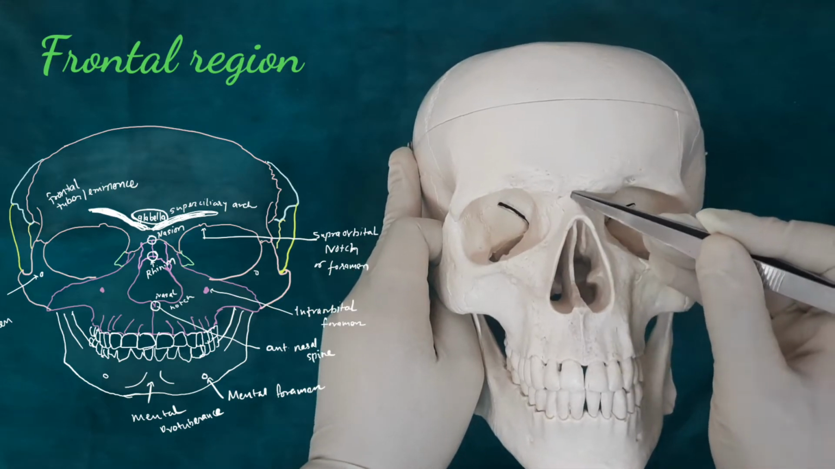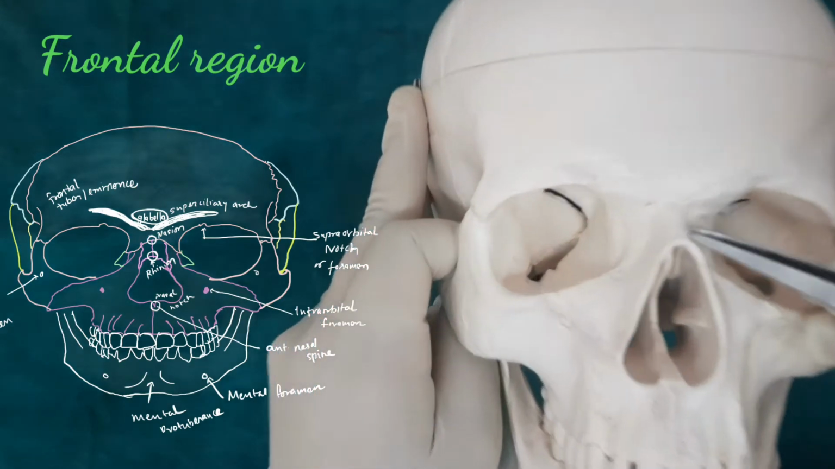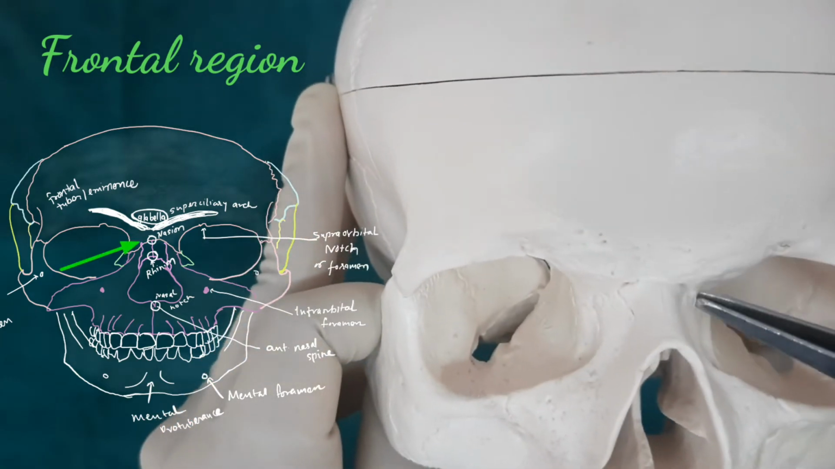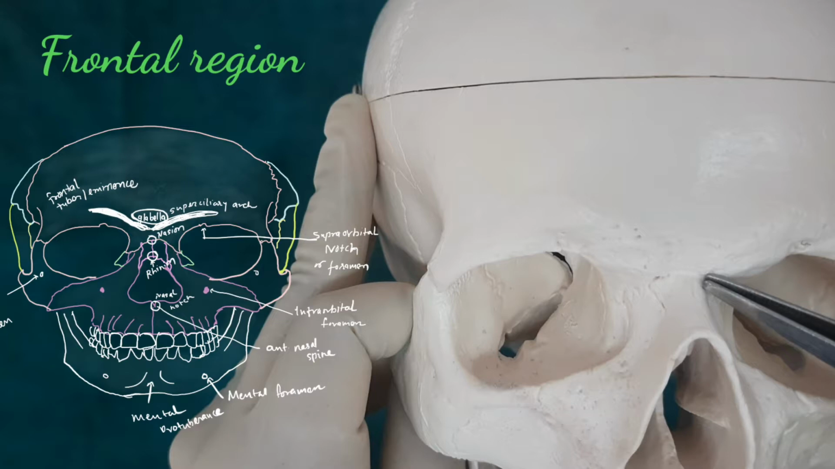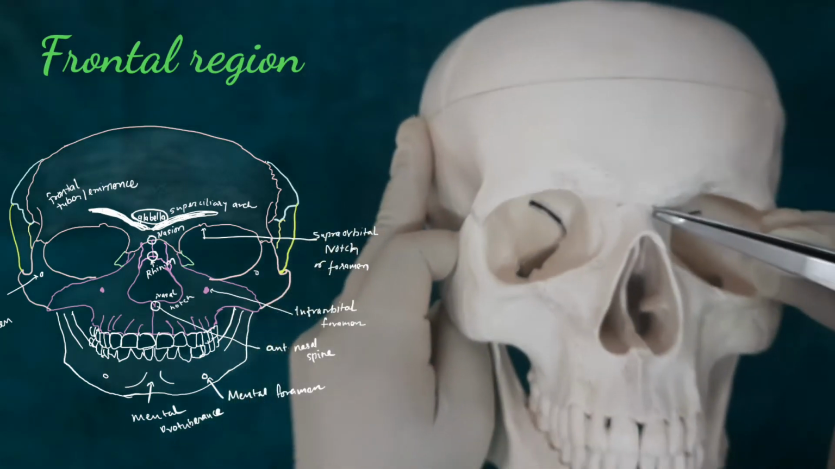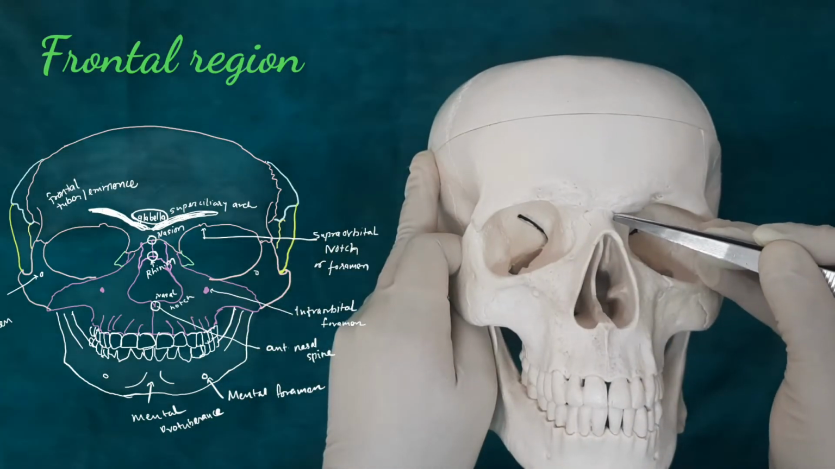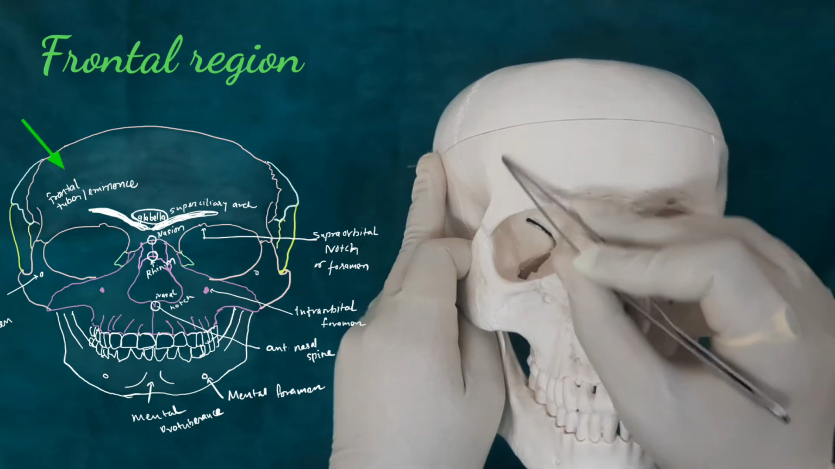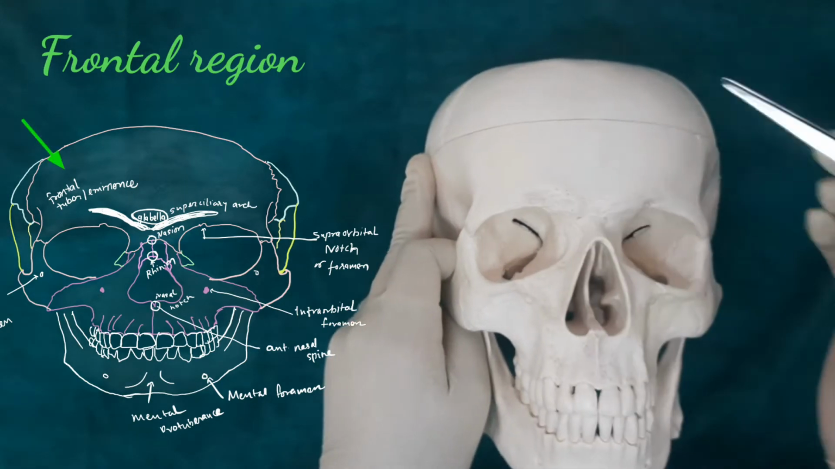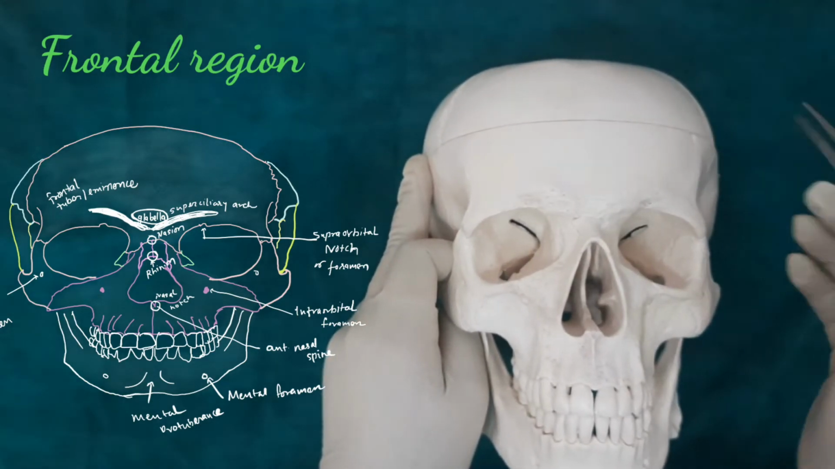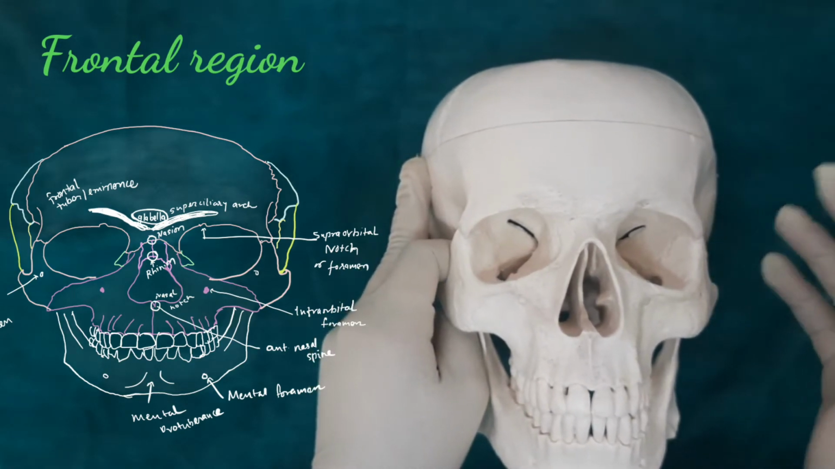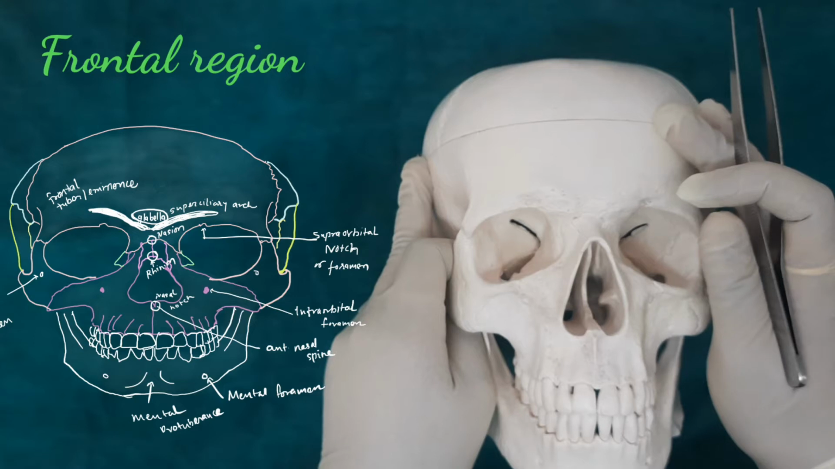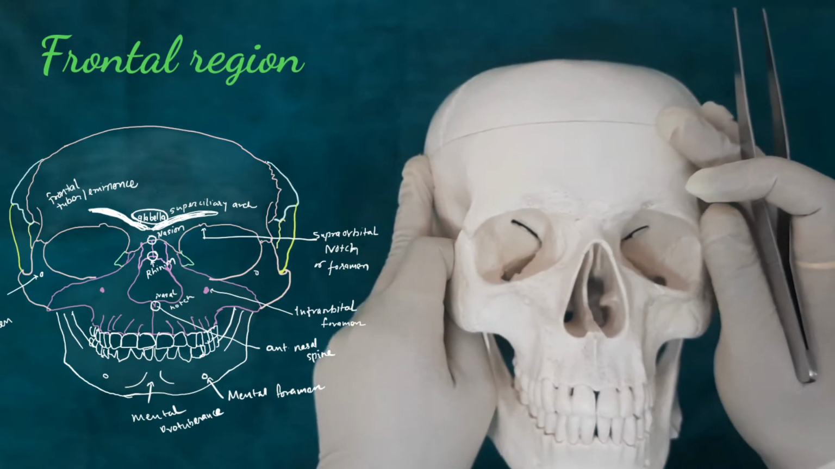Then the nasion. We can see the nasion. It is a median point at the root of the nose where the internasal sutures meet with the frontonasal suture. Another one is the frontal eminence or frontal tuber. It is a rounded elevation just above the superciliary arch on each side, and it is also more marked in females.